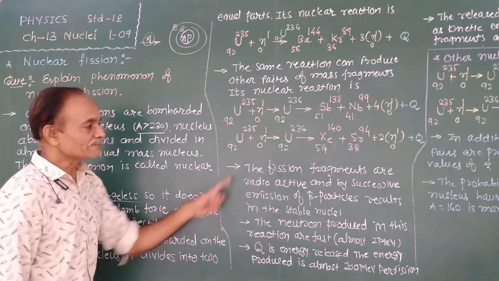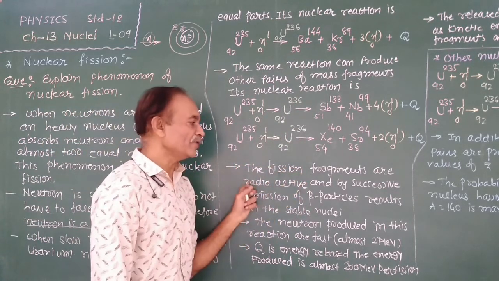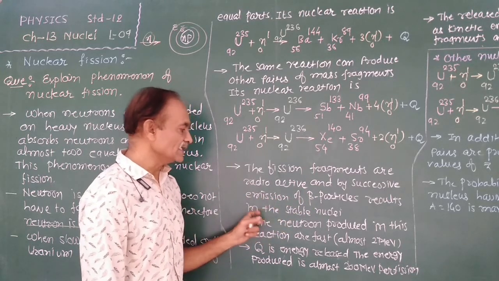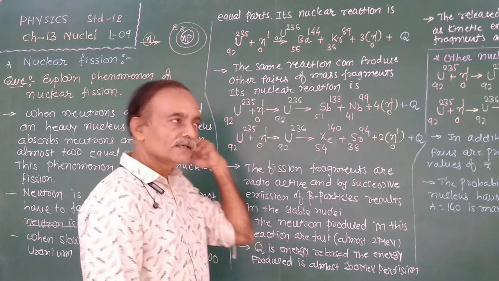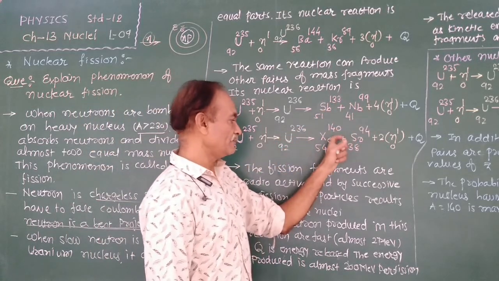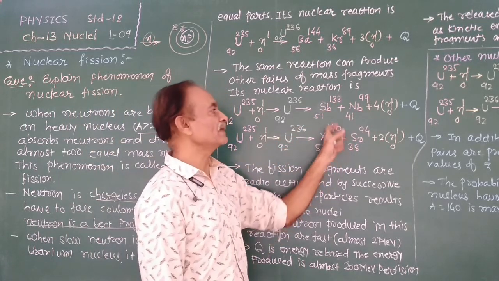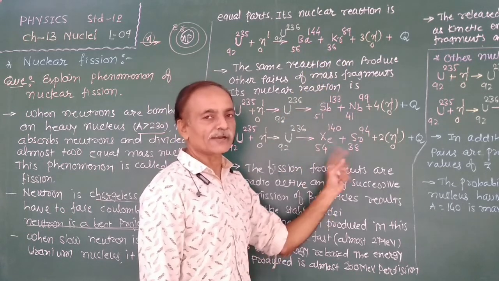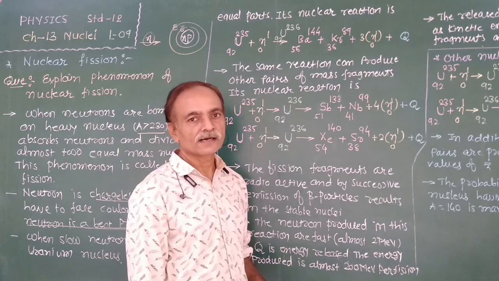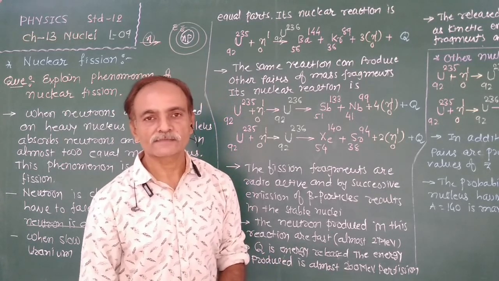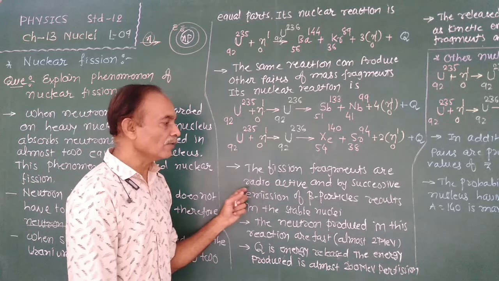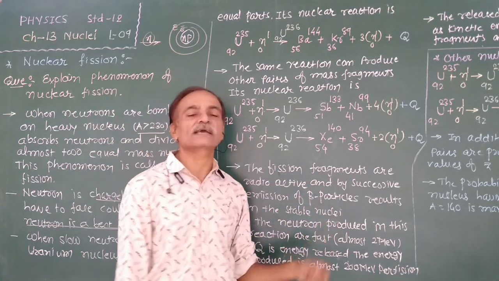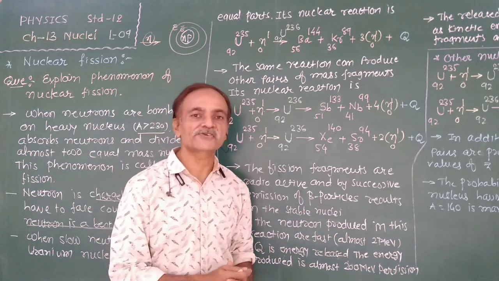These fission fragments are radioactive, and by successive emission of beta particles they result in stable nuclei. The fission fragments obtained, such as barium, krypton, antimony, niobium, xenon and strontium, are also radioactive elements. By successive emission of beta particles, they try to convert into stable nuclei.